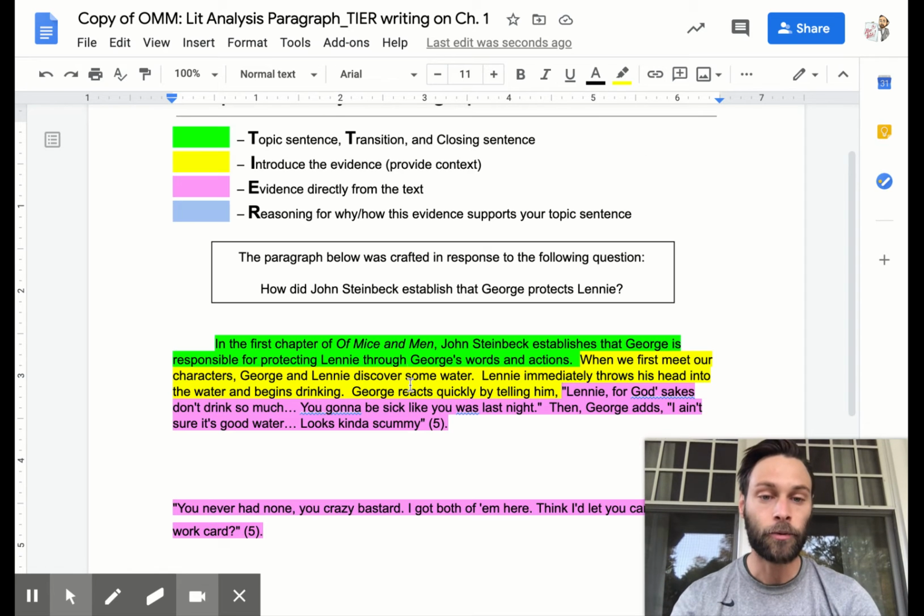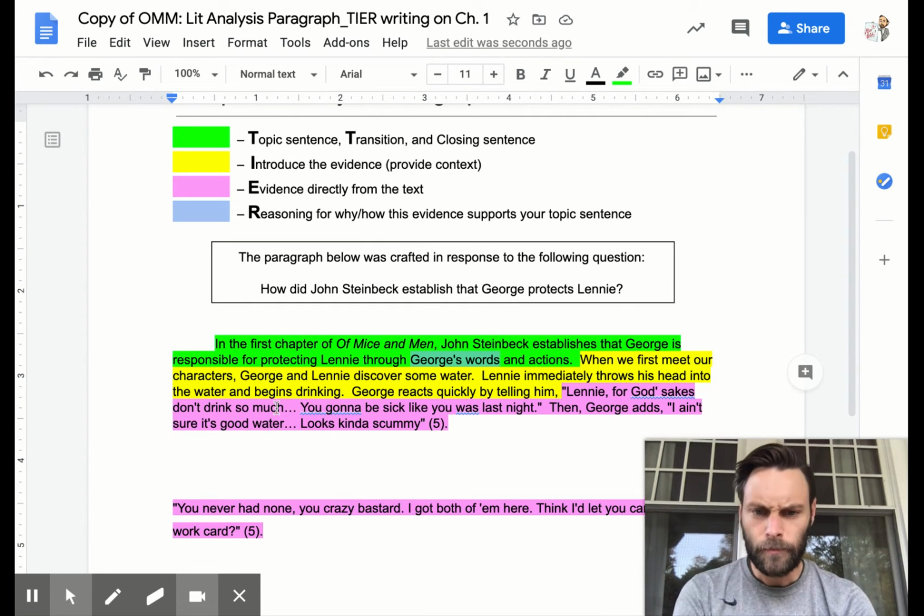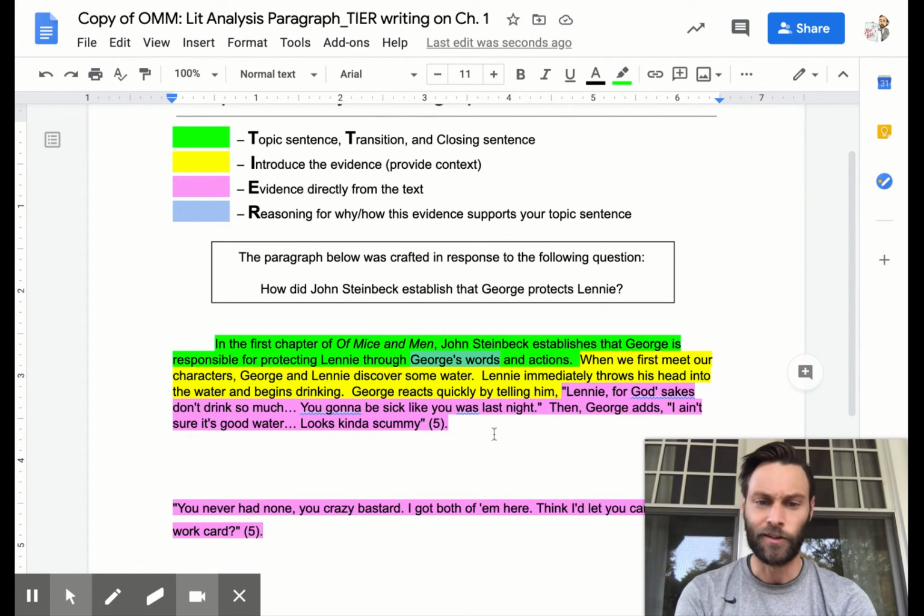Remember, I'm trying to prove that George protects Lenny through his words and his actions. This is focused on the words, right? And so George reacts quickly by telling him, Lenny, for God's sakes, don't drink so much. You're going to be sick like you was last night. I used that ellipsis to fill in a gap. Then George adds, I ain't sure it's good water. Looks kind of scummy. All right, so this is everything that George said.